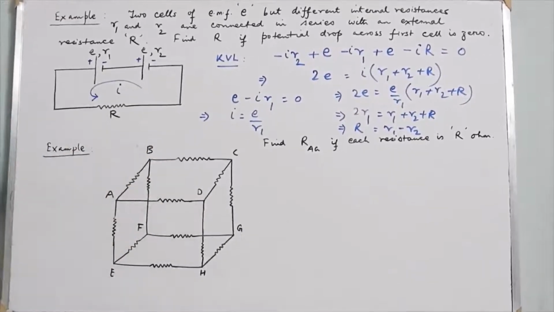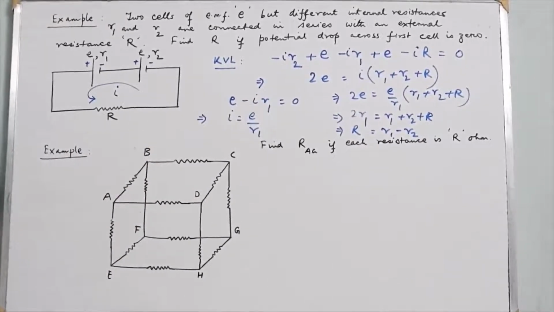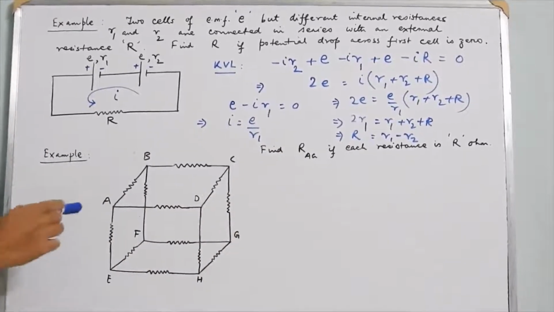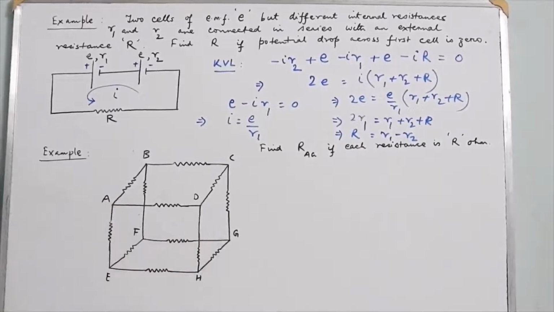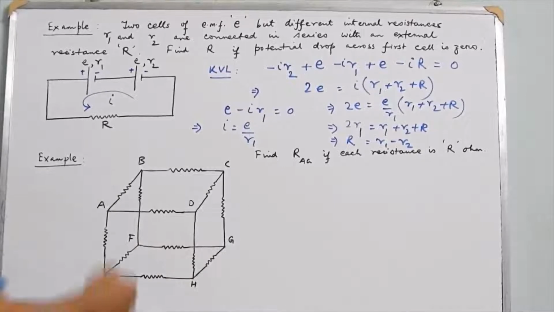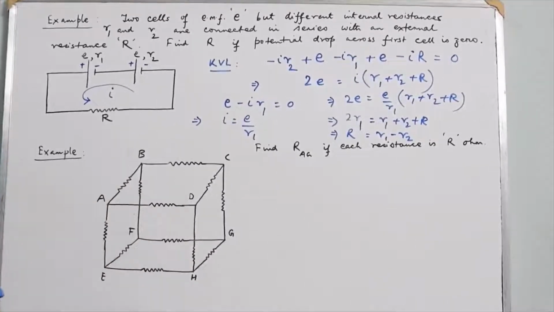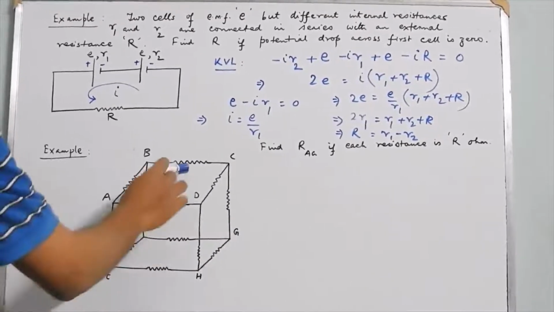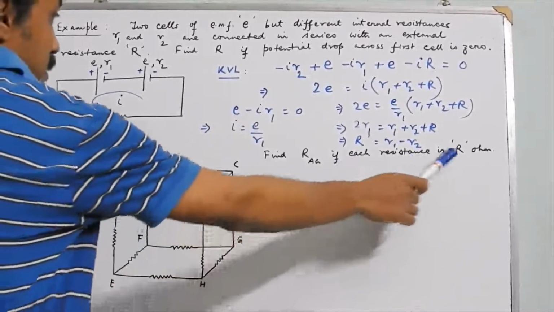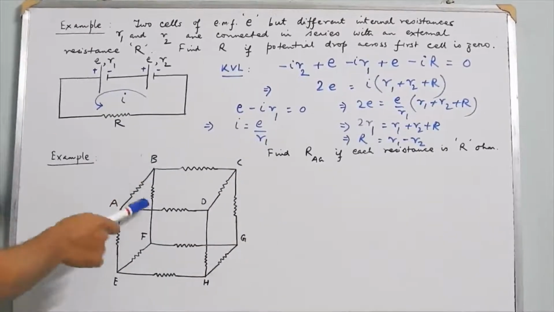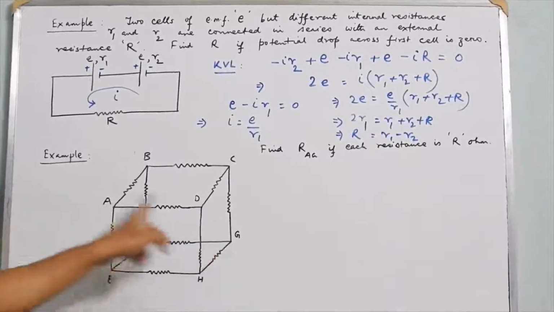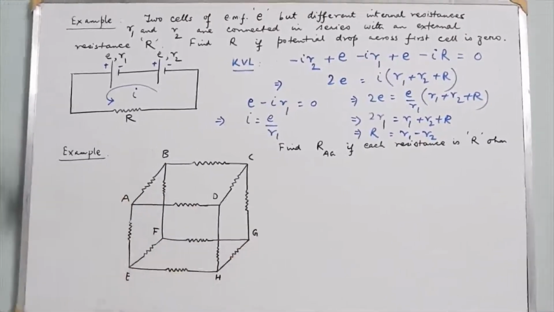So this is a cube in which you have to calculate R_AG, meaning the equivalent resistance between the points A and G, that is, diagonally opposite corners of the cube, and each side of the cube contains a resistance, and that resistance is capital R. So this is what we have to find. We have to find R_AG if each resistance is capital R. Each of these resistances shown in the diagram is capital R, and we have to find the equivalent resistance between the points A and G, the diagonally opposite corners.